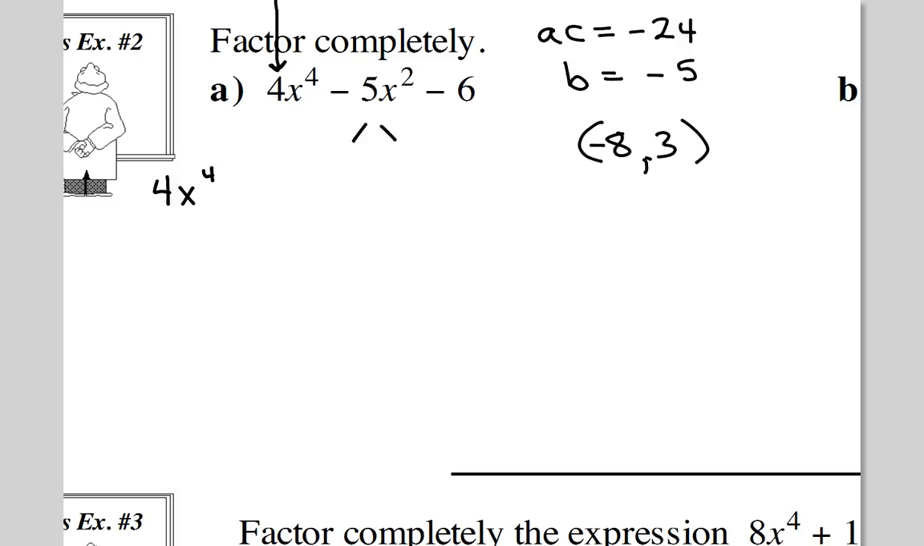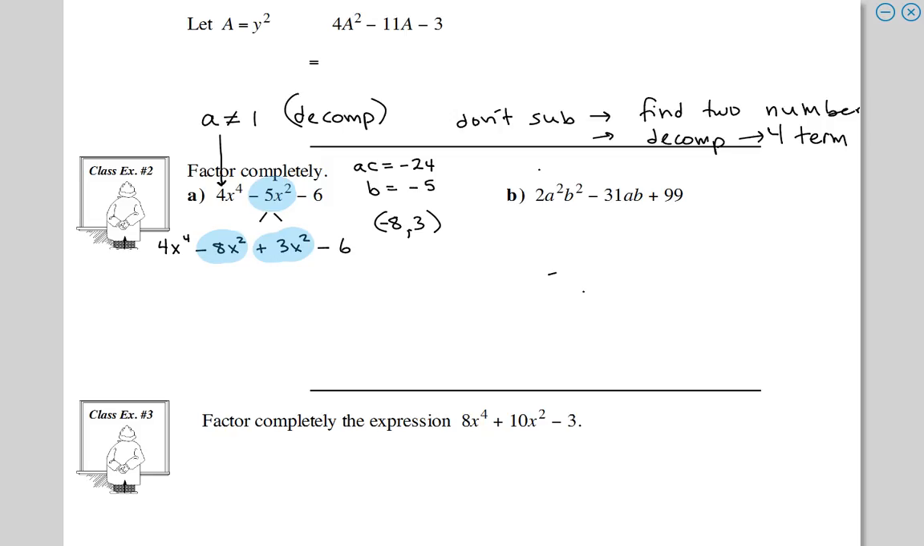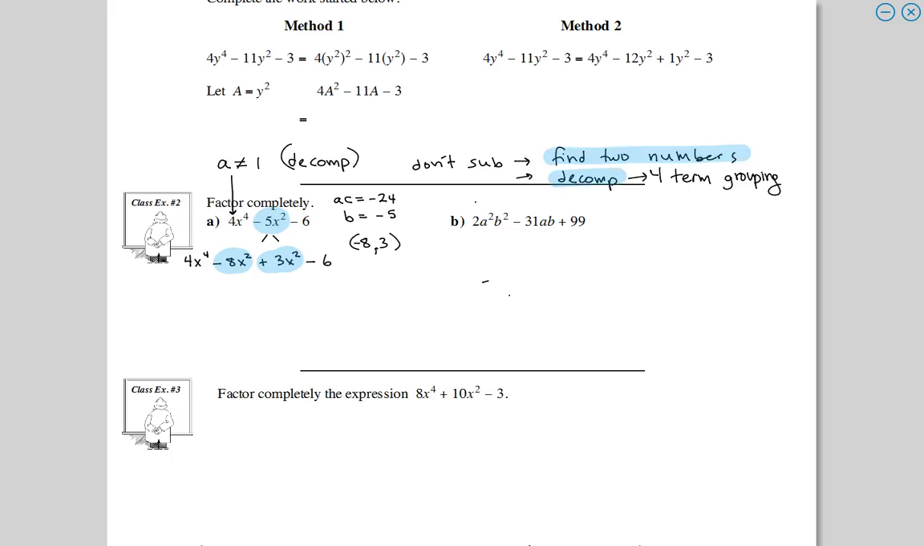So would you put the 8 first or the 3 first? Why? Because 8 would go with the 4? Does it matter? Good. Doesn't matter. So minus 8x squared and then plus 3x squared minus 6. Because minus 5 would be the same as minus 8 plus 3, right? That's what we call finding the two magic numbers and then decomp.